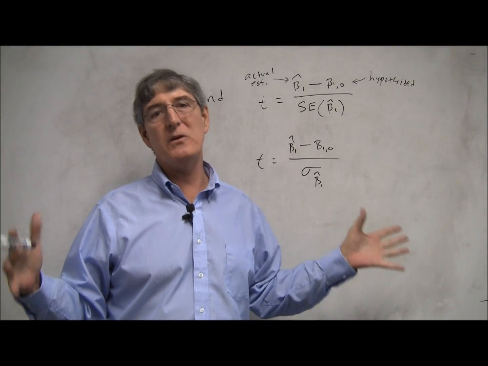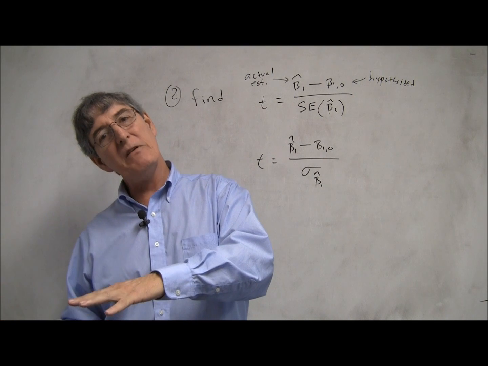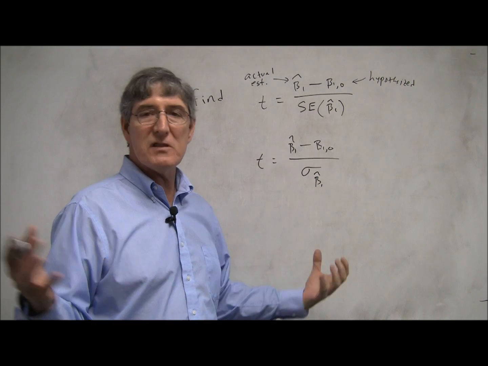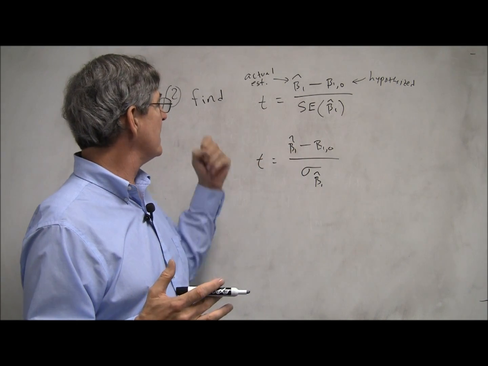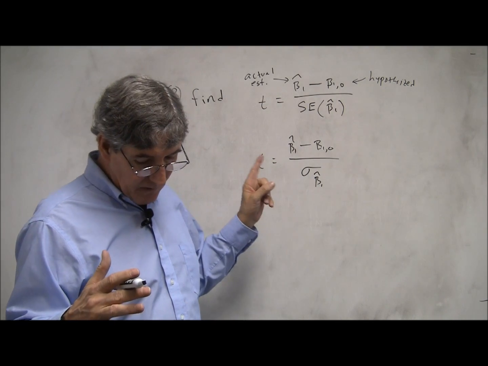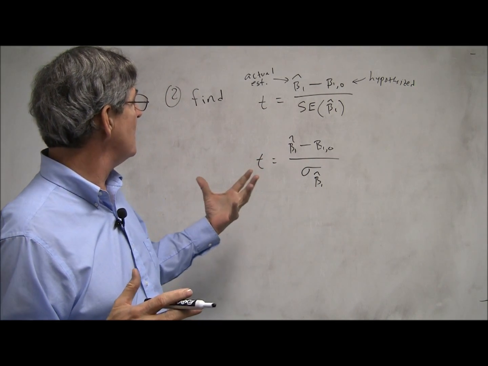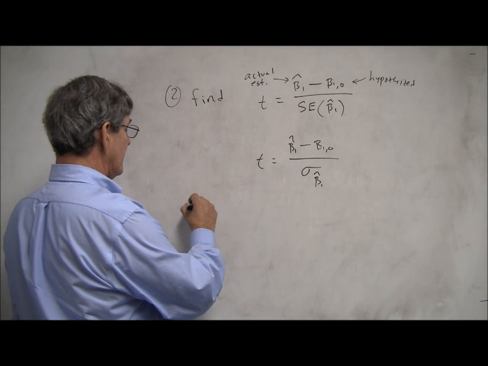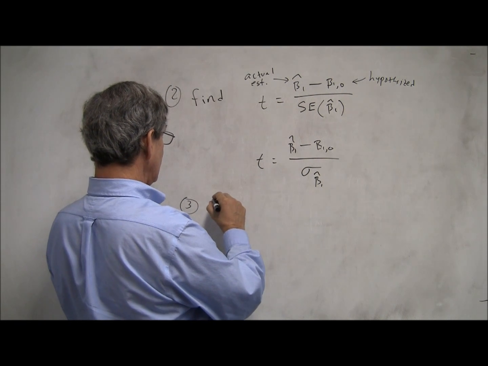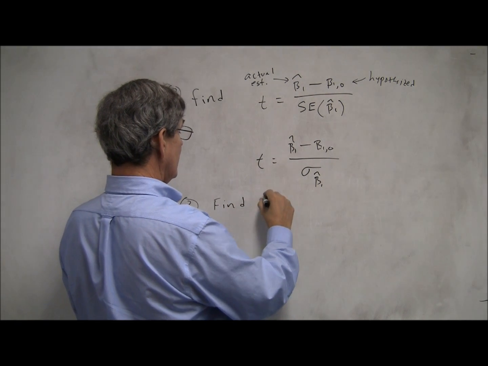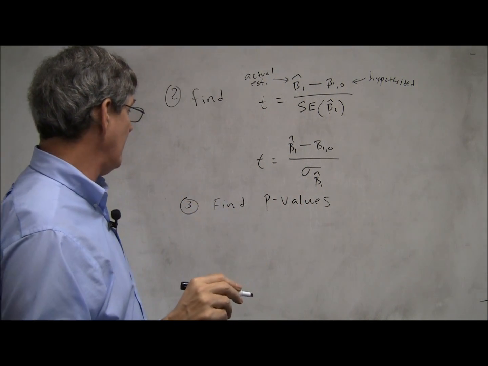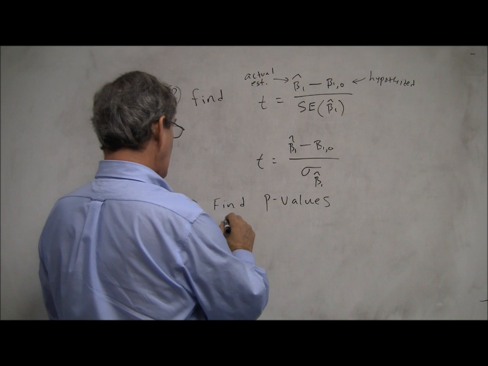The null is probably not true. We're going to go ahead and favor the alternative. But if these are very close together, if it's within 2 standard deviations, which is sort of a normal range, then we're going to say, no, we're not going to reject the null. That's close enough. So you find this t. Well, how do you know what's close enough or what's not close enough? Well, that's where the third step comes in, where you find p-values.